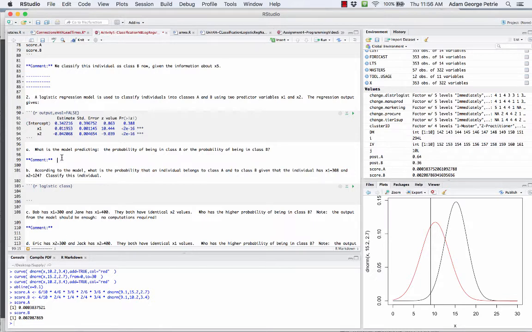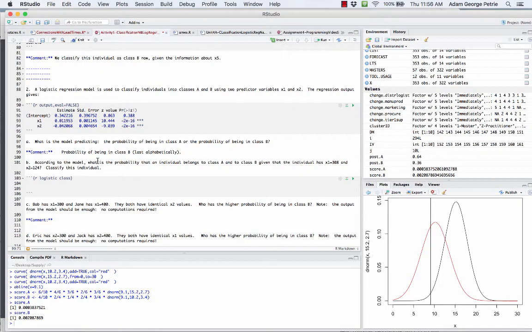Well, the way that R works is it looks at the alphabetical order of the classes that you're trying to predict, and it's going to build the model to predict the class that comes last alphabetically. So B comes after A, so this will be the probability of being in Class B here. It's last alphabetically.